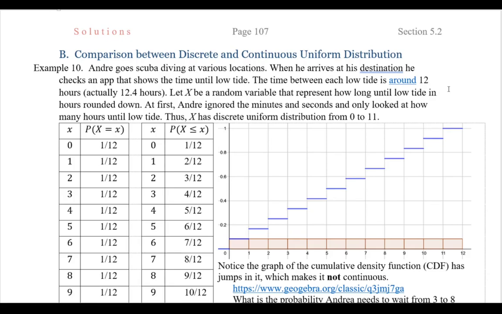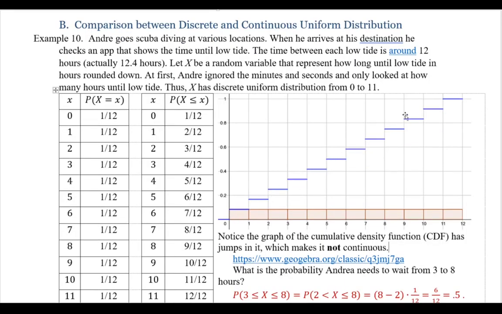any other time. Now, if Andre only looks at the hours until low tide, then this would be a discrete distribution from 0 to 11. Here in blue is the cumulative distribution function. It appears to be not continuous because there's jumps in it. Therefore, this is not a continuous random variable. The probability mass function here is given in gray, and it looks like it should all be the same. Here it so coincides that the area underneath the PDF, or probability mass function, is also equal to 1.